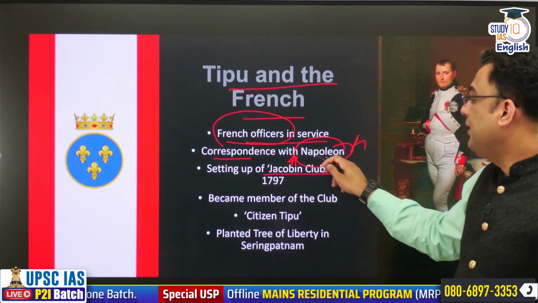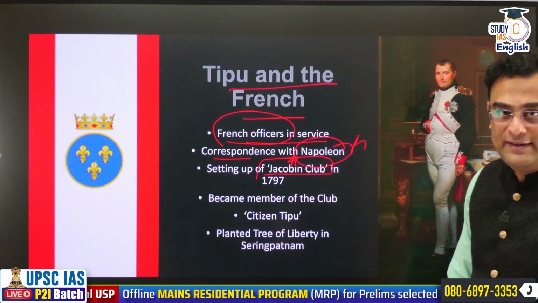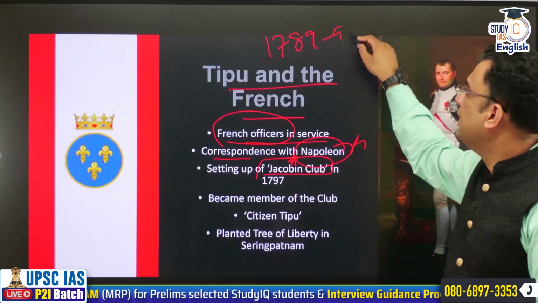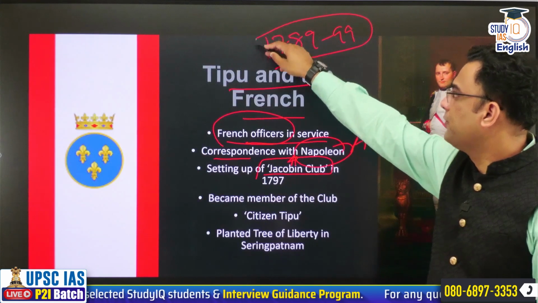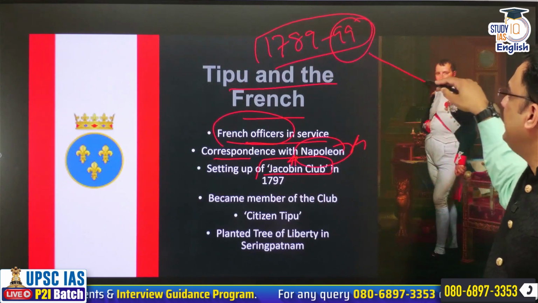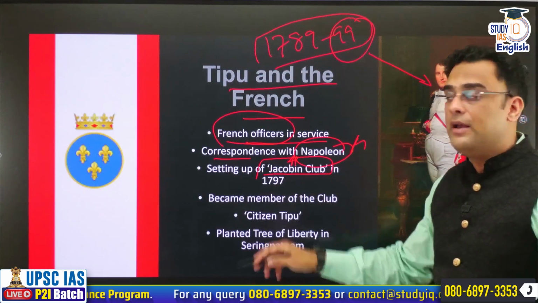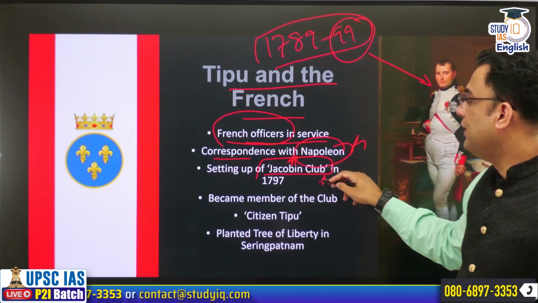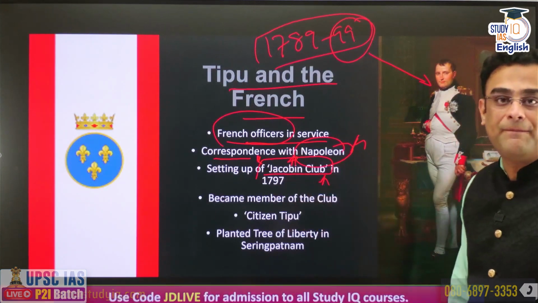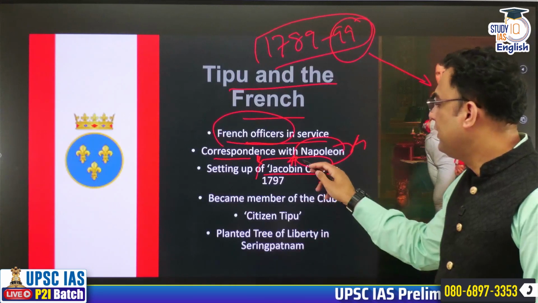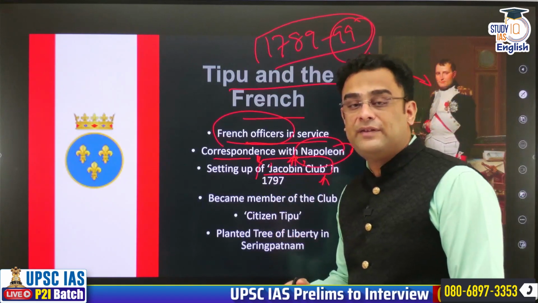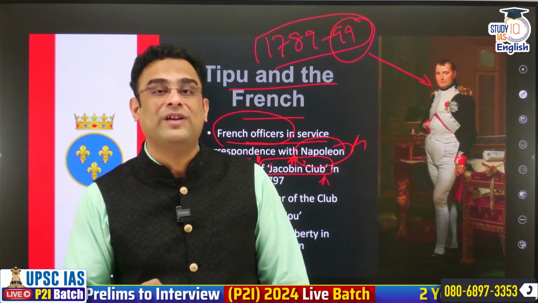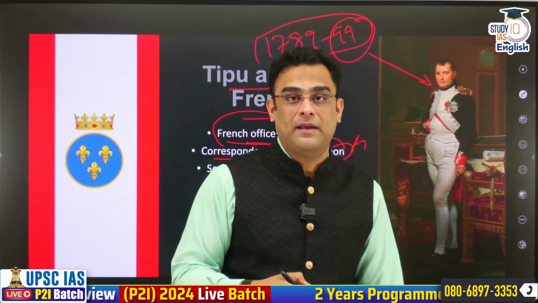When the French Revolution was going on, guys, 1789 to 99 is the period of the French Revolution. In 1799, Napoleon will take over. Okay, so during this period, Tipu Sultan established a Jacobin club in Srirangapattam. Jacobin club. What is meant by Jacobin club? The Jacobins were the leaders of the French Revolution's most radical period.